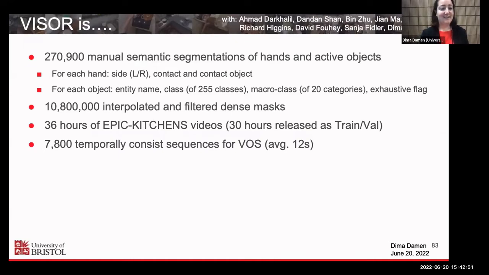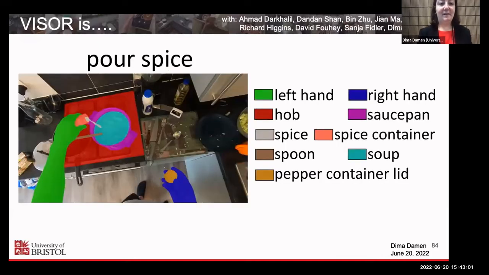It's still not a lot. It's 36 hours of epic kitchens. 30 hours will be released, and 6 hours will be the test set. And again, video object segmentation. So let's see what we have. Why am I introducing this? Because I think this is the long tail problem really exposed in truth.